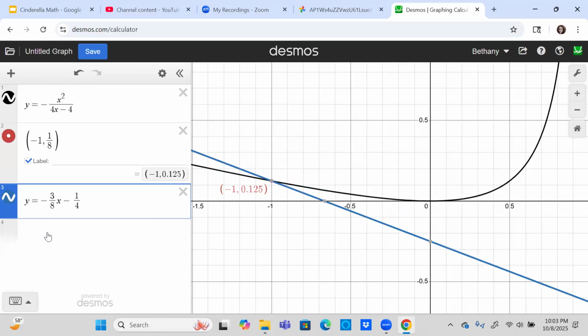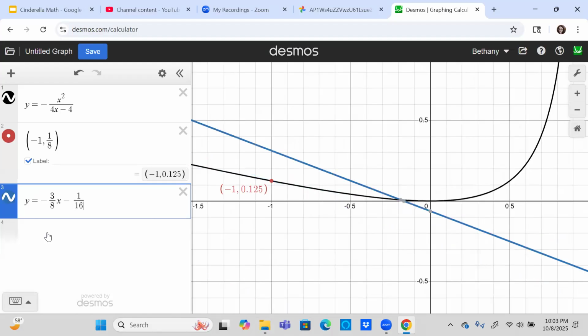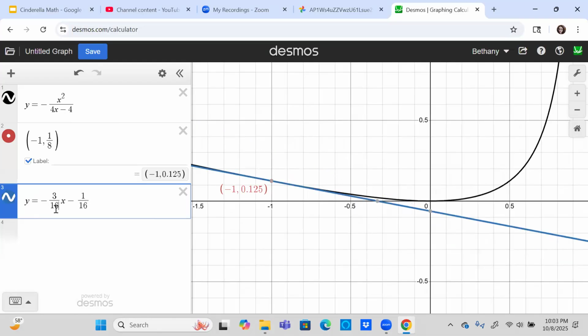See how it goes through that? We're not really supposed to go through that. We're supposed to just barely graze it. That's what tangent means. You're going to touch it just right at that point. Boom, that's so much better.